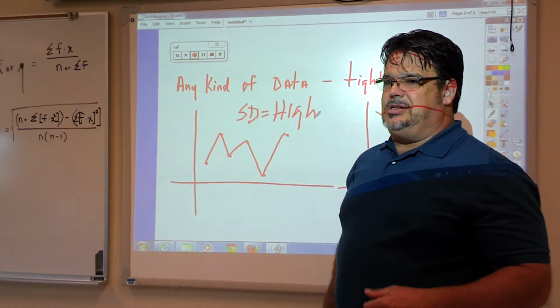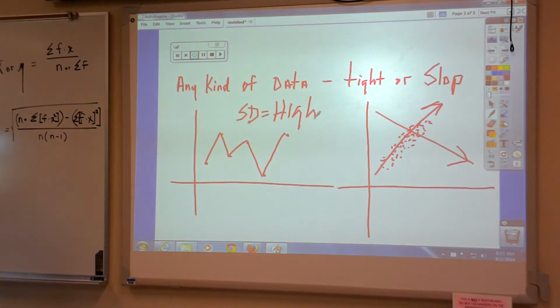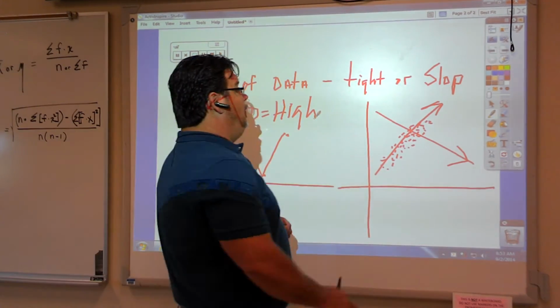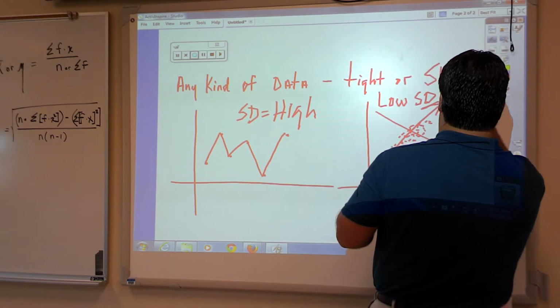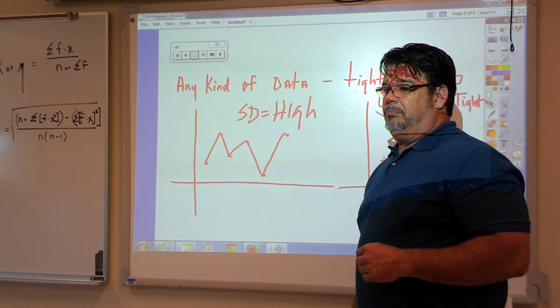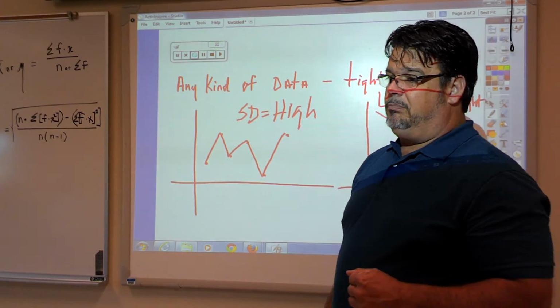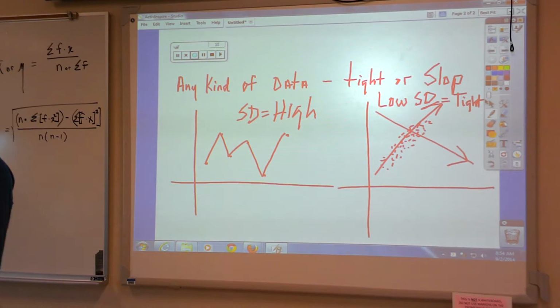When the standard deviation is high, that means your data is sloppy. It means it's got a lot of variation in it. When your standard deviation is low, that means it's tight. So the lower the standard deviation, the higher the frequency, the higher the standard deviation, the lower the frequency. Not necessarily, because your frequency is your hit count.